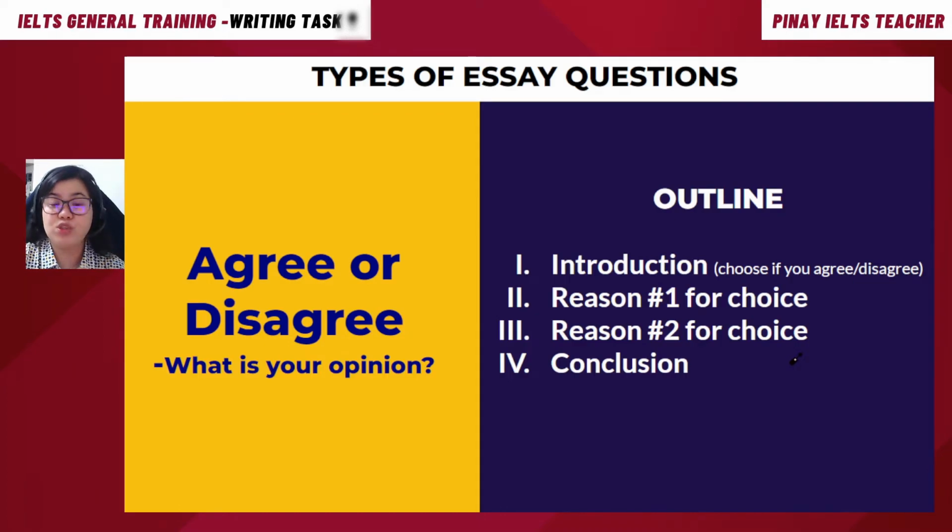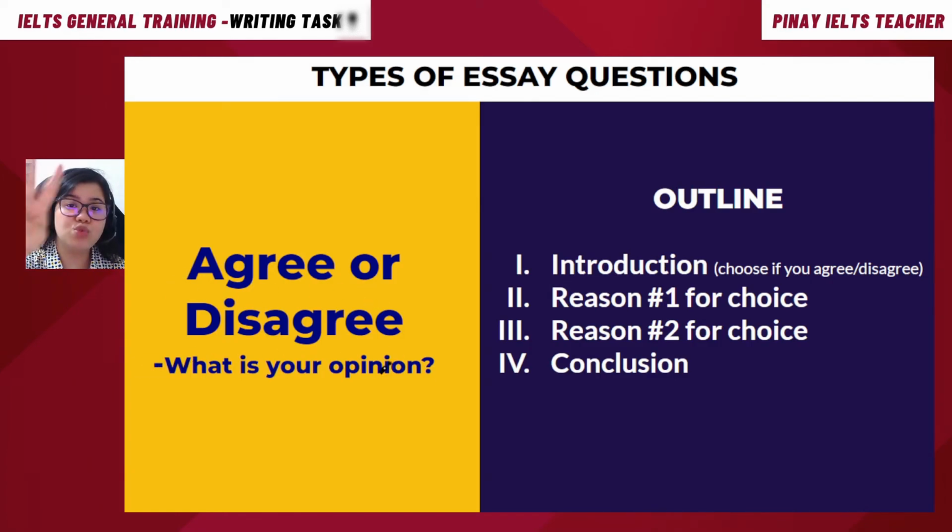However, if you choose to disagree with the given statement, then you need to support it with 2 ideas as well. Okay, I want to disagree with this statement, so how am I going to support that in my essay? What are the 2 reasons why I'm disagreeing? Reason number 1 will be main idea 1. Reason number 2 will be main idea 2. So that's how you create the outline for agree and disagree. You first, again, have to choose if you agree or disagree.